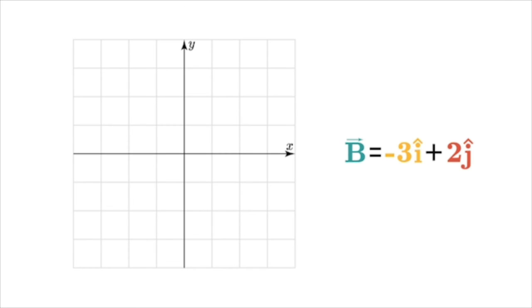What if we have the vector minus 3i hat plus 2j hat? First, we find the vector minus 3 times the unit vector i hat, and add this to the vector 2 times j hat. We can draw this vector anywhere. It doesn't have to start at the origin.